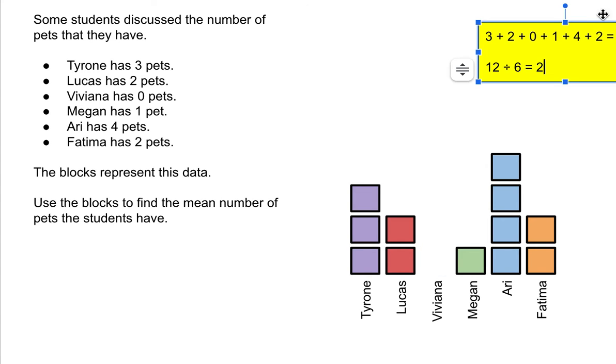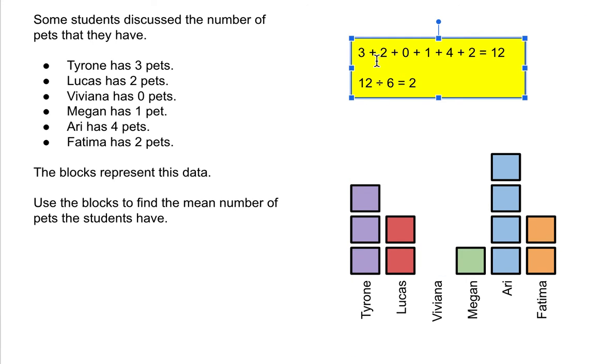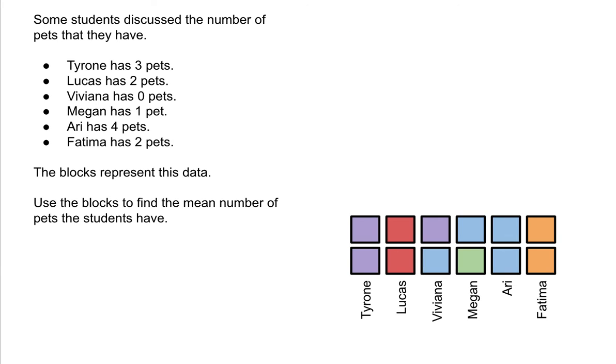Here is the other way we could do that. 3 plus 2 plus 0 plus 1 plus 4 plus 2 equals 12. There's 12 pets total between these 6 students. 12 divided by 6 students gives us 2. And remember, we found that with our blocks as well. When we rearranged them, each stack had a height of 2.